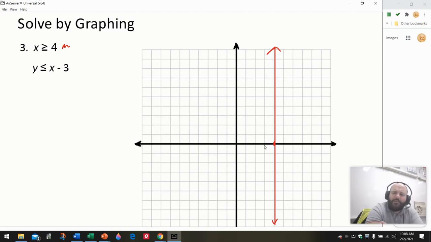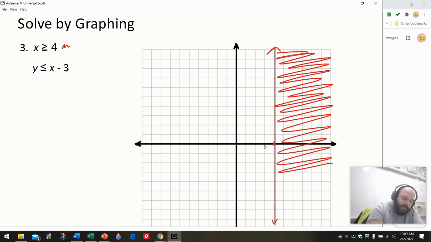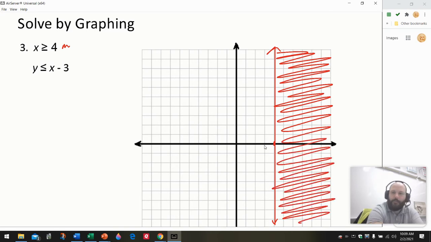This is the only time that you will either shade to the right or the left of a line. Any other time, it's always up or down. But in this case, because it's a perfectly vertical line, we're going to shade to the right or the left. And it's really dependent on what it says. It says we want the x's that are greater than 4. So if we have a dot on 4, which we do, we want to shade to the side where the x's are greater. So that would be over here on the right-hand side. So we're going to go ahead and shade that with our red pen.